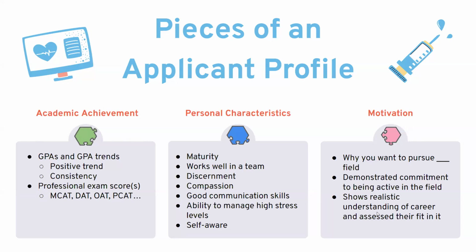And then you may want to look at personal characteristics. These are things that hopefully you're demonstrating in a lot of different aspects of your life, but they'd be things like being able to see that a person is mature, that they work well on a team with other people. Part of working well in a team is being able to communicate well. Something that works along with maturity and responsibility is discernment. Are you able to assess the situation and then make good judgment calls, make good decisions based on context and what's happening in the moment?